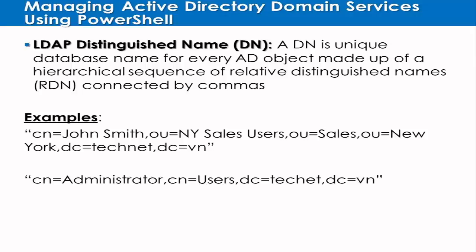Now I have a second example here, and there's something very specific that I want to point out with this example. The second example is CN equals administrator. Okay, and you can see where we're heading with this. We're going with the built-in administrator account. But notice that after the comma, we have CN equals users.